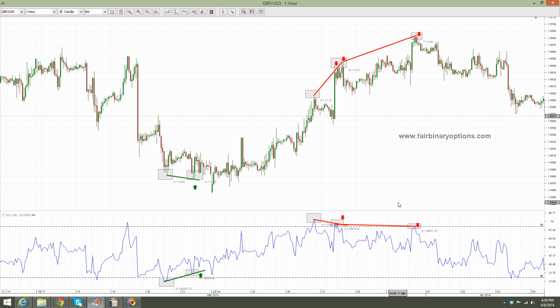Thank you very much for being here. We just looked at the divergences between price and one oscillator. In this case, our oscillator was the relative strength index.